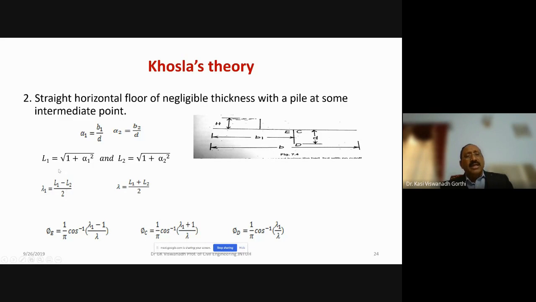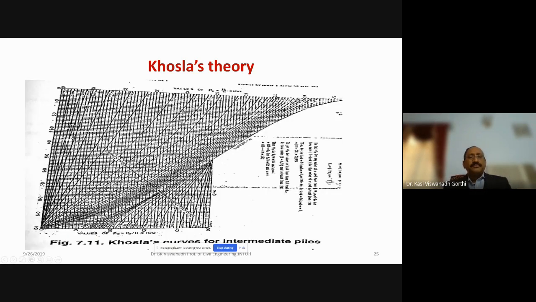L1 and L2 are calculated based on alpha 1 and alpha 2. Alpha 1 and alpha 2 are functions of the horizontal length of the floor and the location of this intermediate pipe, B1 and B2, with respect to the depth D of the cutoff. So correspondingly, the curves are given here. The curve may not be appearing too good, but you'll be able to get the pressure, the values of phi D will be calculated here, and the values of phi C is given.